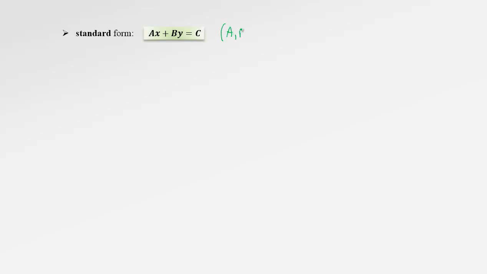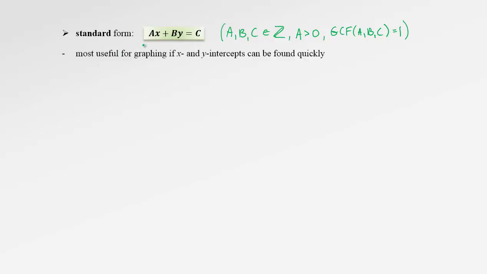Okay, let's make a record of this. We like to have a, b, and c integers. We like to keep a positive, and we want the greatest common factor of a, b, and c to be 1. That means if we can reduce them, we do that. Okay, when do we use this form? Well, this is the most useful for graphing if x and y intercepts can be found quickly. What does it mean, found quickly? Basically, if c is easily divisible by a and c is easily divisible by b, then it's worth thinking about x and y intercepts.